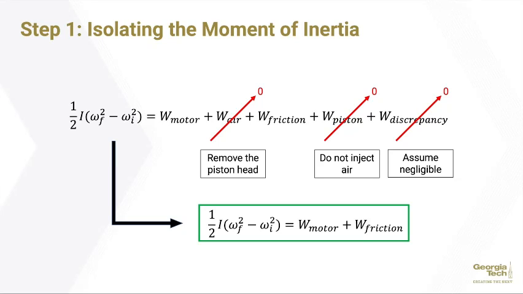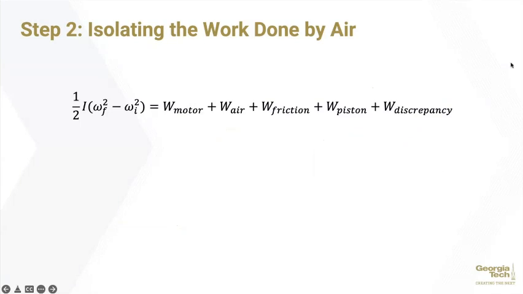By running the motor at steady state, the kinetic energy term was set to 0, and the work done by friction was calculated. By then using the motor to increase the angular velocity of the flywheel, the moment of inertia of the flywheel system could be found. The next step is isolating the work done by air.